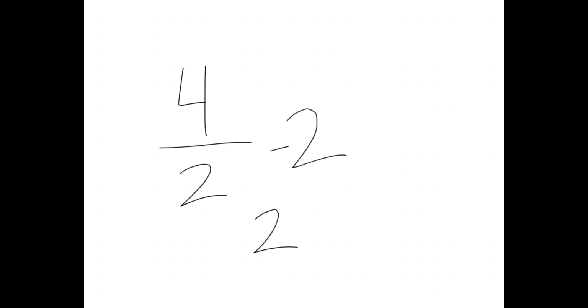Would it be 0 then? Yes. Island, are you following this? If x is 4, it'll be 4 over 2, take away 2. And that equals 2, take away 2.